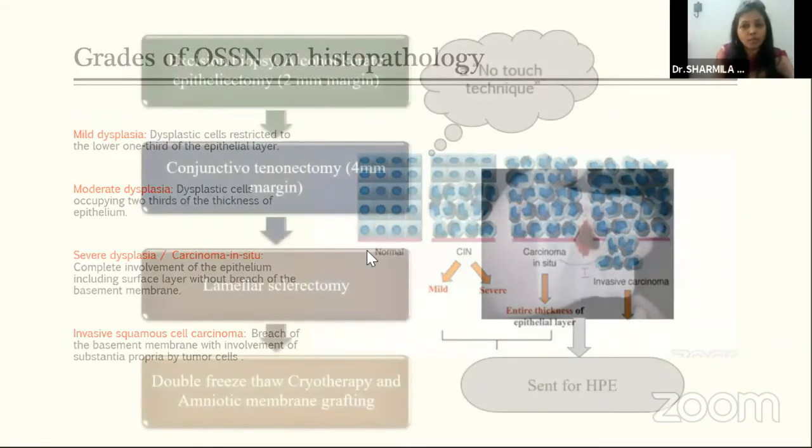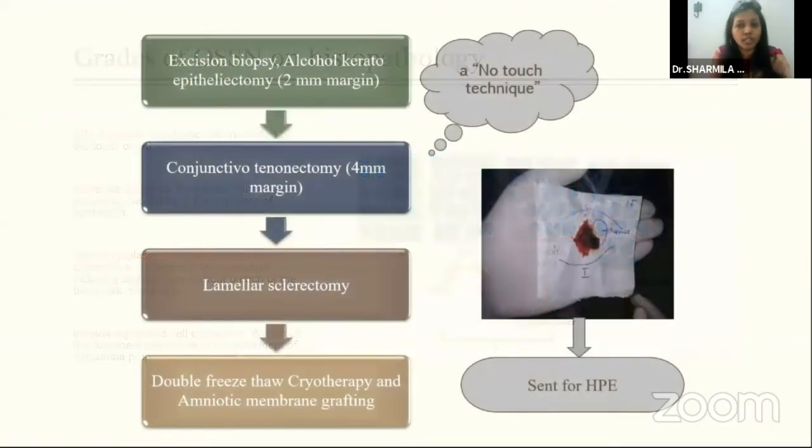So after you've established the diagnosis, you should go about with the Shields no-touch technique. So what we do is alcohol keratoepitheliectomy, you mark the margins, 2 mm margin, 4 mm margin for the conjunctiva and Tenon's, do the conjunctiva-Tenon's excision, lamellar sclerectomy if it's a deep OSSN, 0.2 millimeters, and you have to do a double freeze-thaw cryotherapy to prevent recurrence.